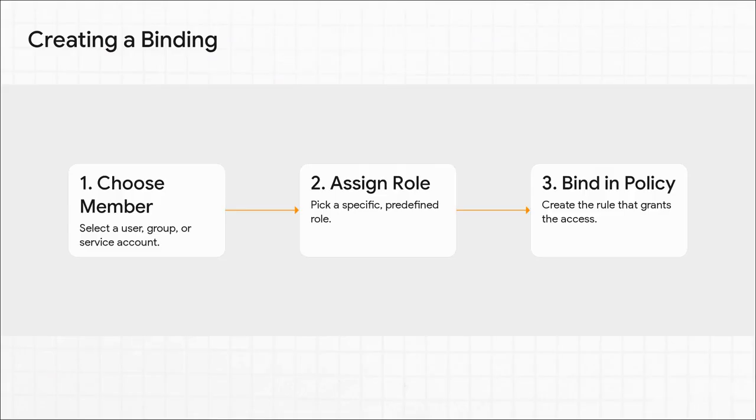So the process is actually really simple and logical. Step 1, you choose your member, maybe a group of developers. Step 2, you pick the specific role they need, like Cloud Run Admin. And step 3, you bind them together in a policy. That's it. You've just created a real enforceable rule.